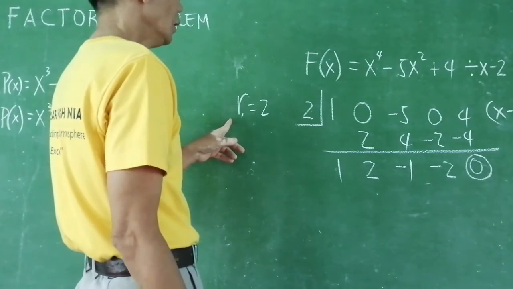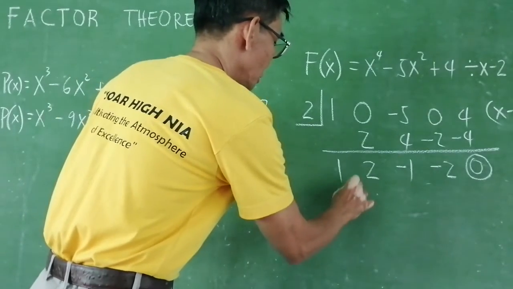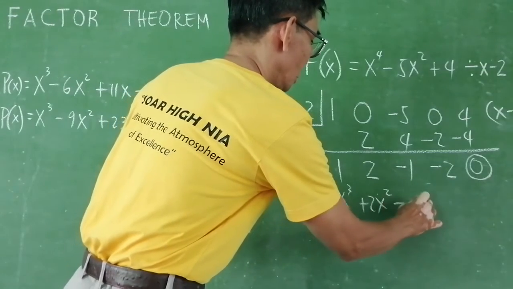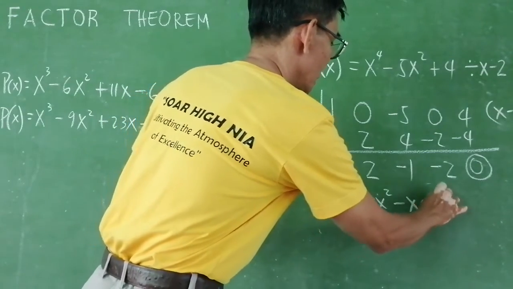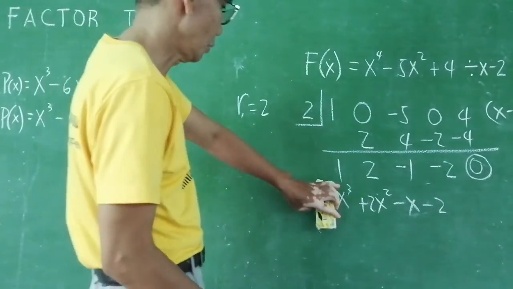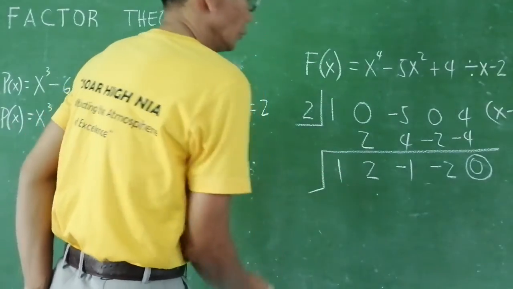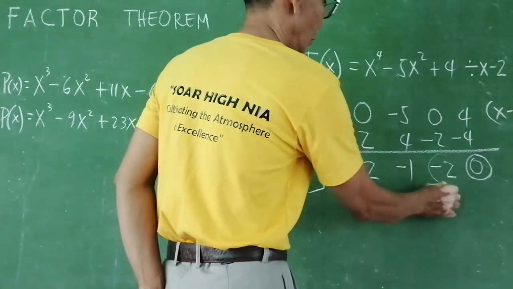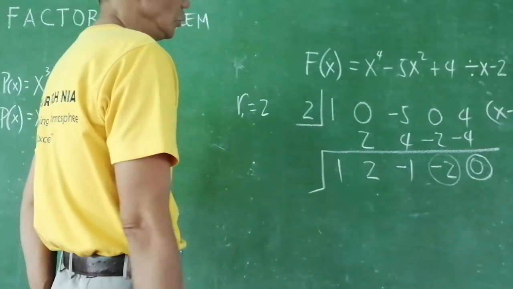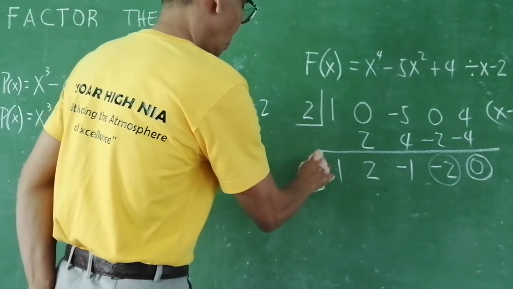Now, this is already depressed as x cubed plus 2x squared minus x minus 2. So that is already the depressed polynomial. In that case, we can continue synthetic division, taking a factor from the last number here. So the factor is either 2 or 1. So let's see. Let's take 1.